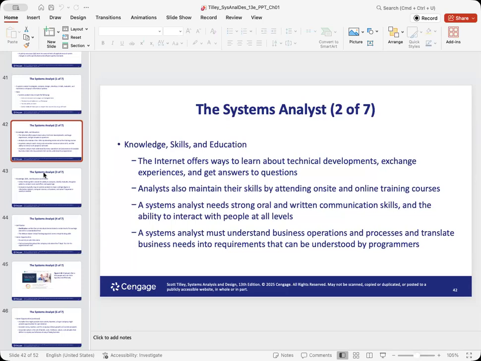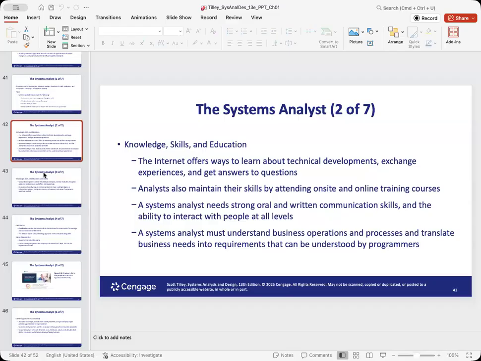All right, Claire. Yes, sir. So as a systems analyst, these are the knowledge, skills, or education that you have to gain. You have to learn about the internet. Also, you have to learn how to maintain on-site and online training courses. That's why I was telling you earlier that there's an investigative or research course where you have to do a lot of research and investigation for you to keep yourself abreast.